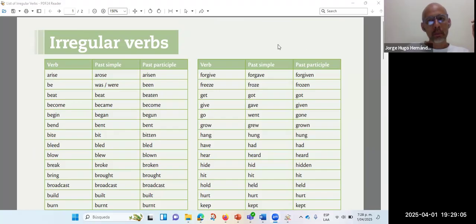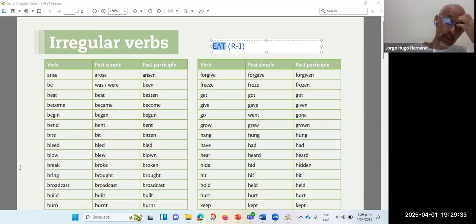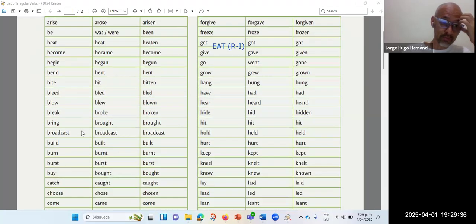Yo, por ejemplo, les doy un verbo. Les digo eat. Tenemos el verbo eat. Vamos a hacer una oración, vamos a trabajar con el verbo eat, pero en pasado. Y necesitamos saber si eat es un verbo regular o irregular. ¿Qué debemos hacer? Si no lo sabemos ya, si no conocemos el verbo, tenemos que ir a un listado y buscarlo. Como les dije, el listado es de verbos irregulares, ¿no?